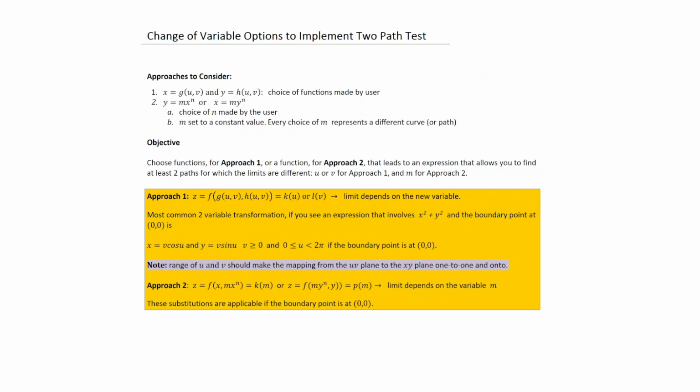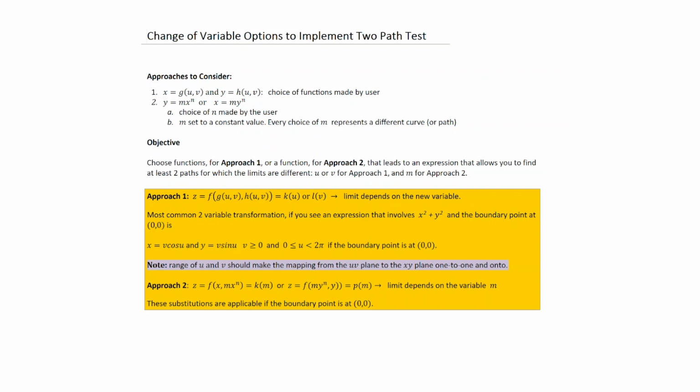And in approach 2, z is some function of x, m, and x to the n, and ultimately what you're hoping for in most cases is that the final function reduces to a single function of m. Given that m determines a path, the function will have different values, which means that for a different path, the limit will be different.